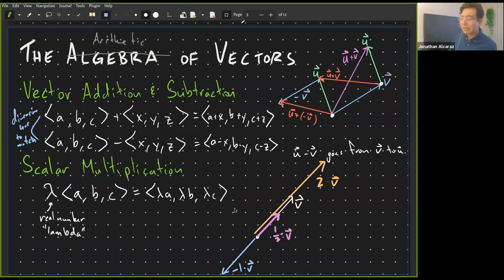Someone else is asking, can we scale by 0? Yeah. So what do we get when we scale by 0? If you do 0 times a, b, c, no matter what a, b, and c are, you're always going to get 0, 0, 0. And in terms of the picture, that's just a dot. Just the dot is the 0 vector.